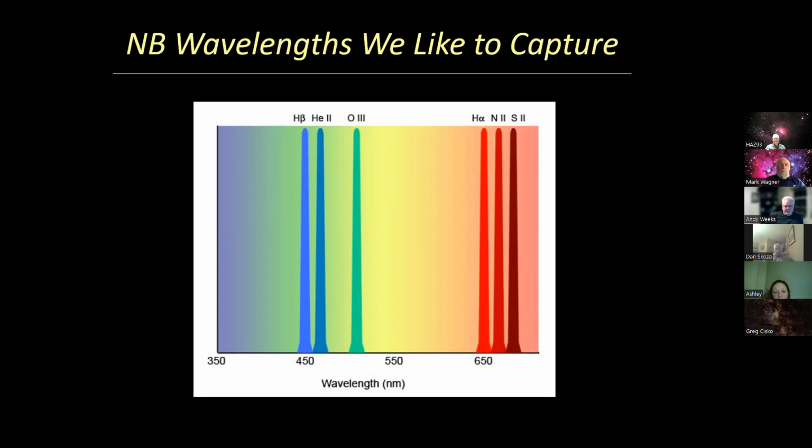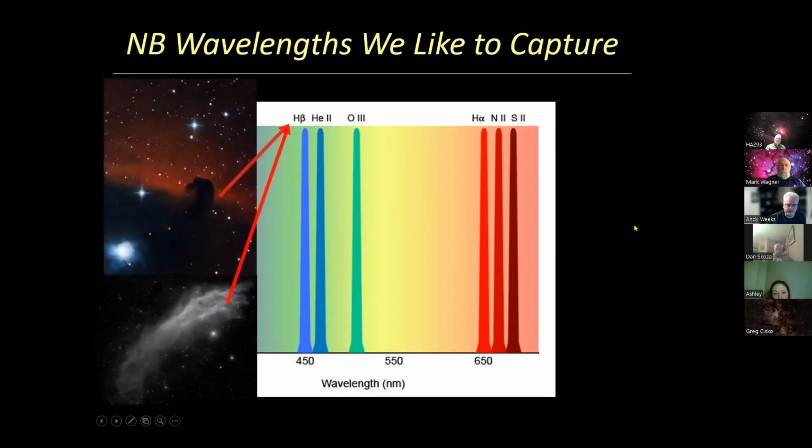Okay, so we'll go back to the wavelengths we like to capture. We've talked about sulfur, hydrogen alpha, and oxygen. And I know this is something that is near and dear to Greg's heart, right? But one of the things we may be interested in capturing is H beta, and the reason for that is something like the Horsehead is rich in H beta, right? And here you see the California Nebula, which I wasn't aware of until I researched it tonight, that it is pretty rich in H beta as well.